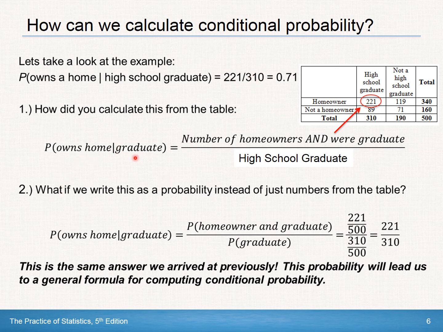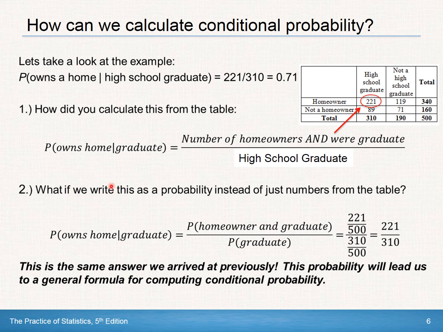So the probability that they own a home given that they are a graduate: the numerator of 221, if we look on our table, was the number of homeowners and the fact that they were a graduate. It was the intersection of the two. So the top was A and B, home and graduate. Take a look at the denominator of 310. Well, the 310 was the fact that they were a high school graduate. What did that come from? That came from the conditional probability.